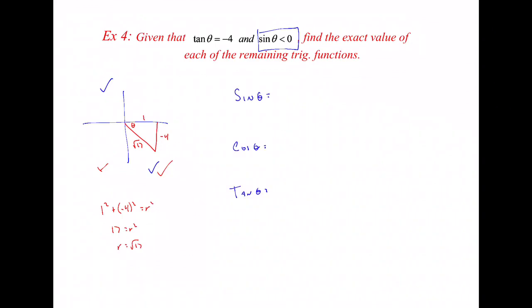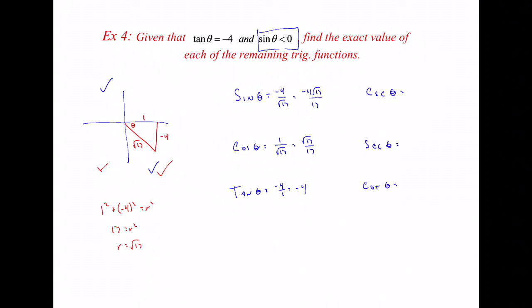So sine of theta, opposite over hypotenuse. And then we will rationalize, so that's negative 4 square root of 17 over 17. Cosine of theta is 1, adjacent over hypotenuse. Once again, rationalize, square root of 17 over 17. Tangent of theta would be opposite over adjacent, which is negative 4, that was given. And then we can also find the reciprocal functions as well.